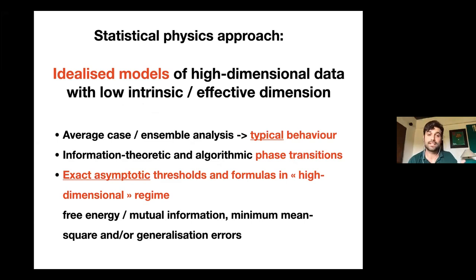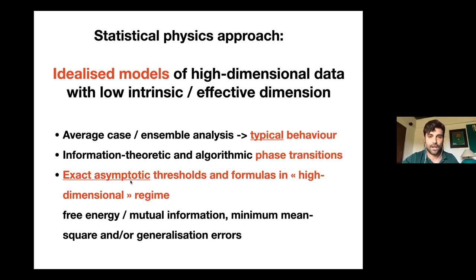We are able to access the so-called information theoretic and algorithmic phase transitions, where information theoretic means the phase transition related to the Bayesian optimal algorithm, where we do not take into consideration the computational constraint, while algorithmic phase transitions correspond to practical algorithms that are running in polynomial time.